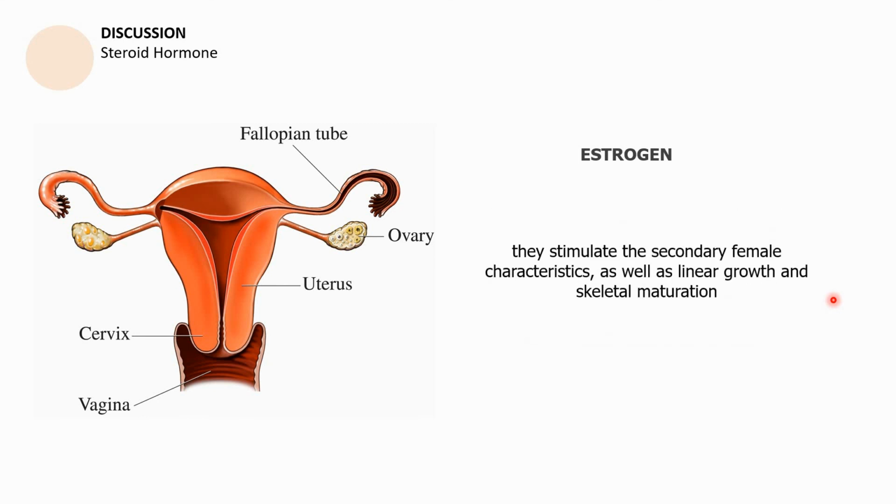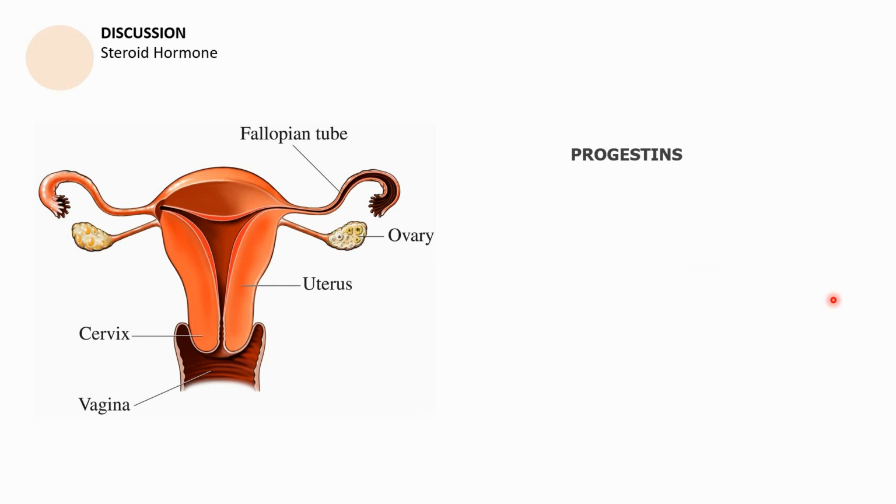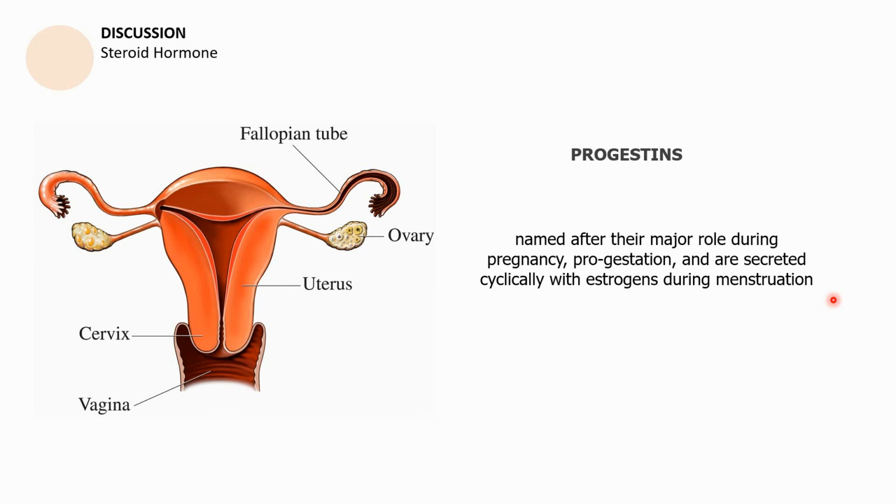And speaking of oocyte, we'll be talking about progesterone mamaya, specifically regarding the fertilization of an egg. Now, they stimulate the secondary female characteristics as well as linear growth, o yung pagtangkad, and skeletal maturation, o yung pagiging strong ng bones. Okay. Now, let's talk about the progestins. Progestins, it is one of the two female sex hormones. A progestin is named after their major role during pregnancy, so progestin, and are secreted cyclically with estrogens during menstruation.